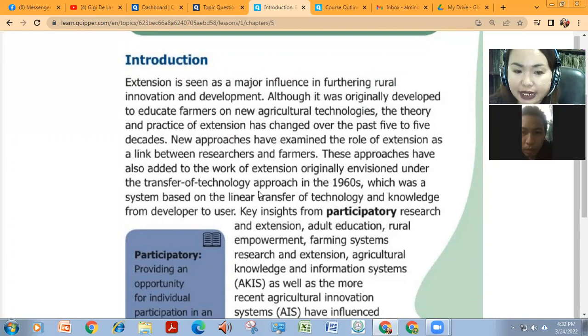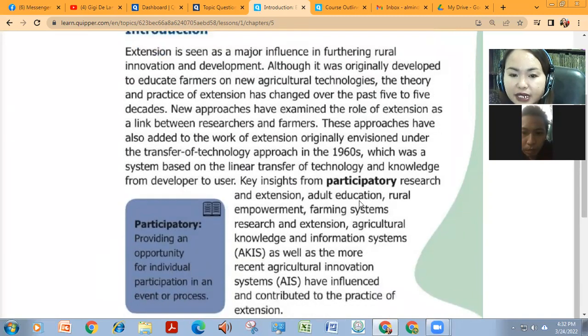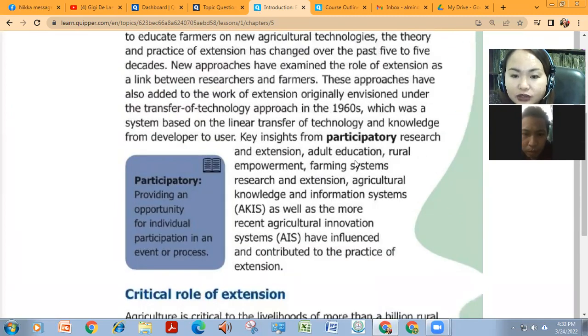So i-envision ang transfer ng technology since 1960s. So ang term nila is participatory research and extension. Also adult education, rural empowerment, farming system, research and extension, agricultural knowledge and information system or AKIS, and mga agricultural innovation system or AIS. So muna ang mga na-develop na ng mga insights.